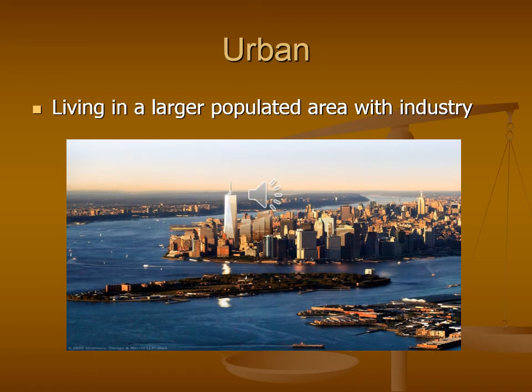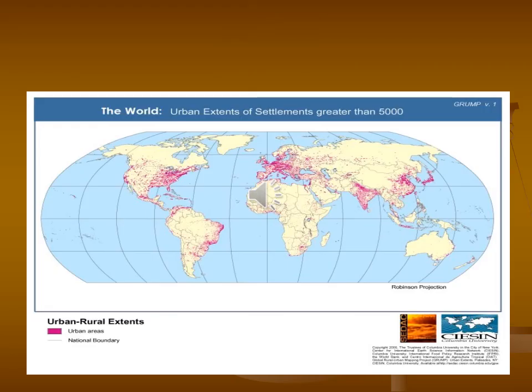As for urban, it is living in a larger populated area with industry, such as a city or a big city. For example, here we have a map of the world, where there are different areas, whether urban or rural.